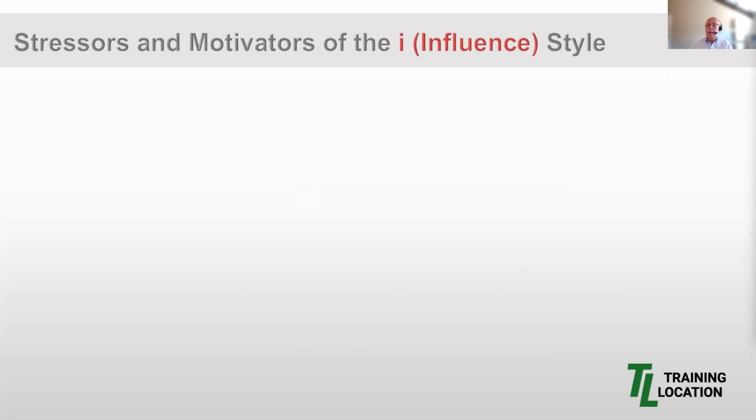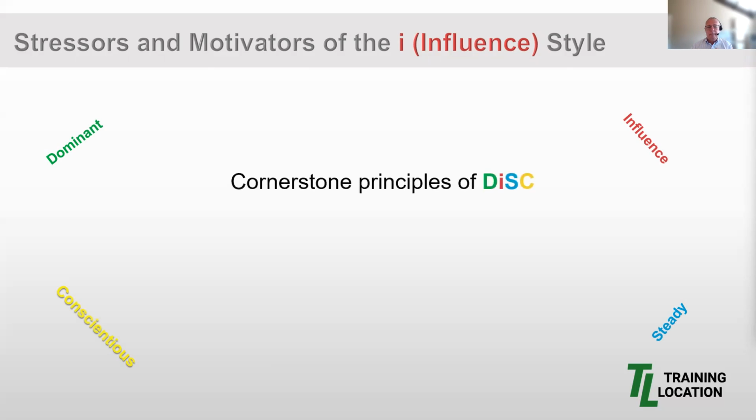Our topic today is stressors and motivators of the I or influence style. You'll discover simple and effective ways to improve communications with the I styles in your world. And this session is one in a series discussing stressors and motivators of the 4 styles altogether, which include dominant, influence, steady, and conscientious. Before we begin, let's review the cornerstone principles of DiSC.